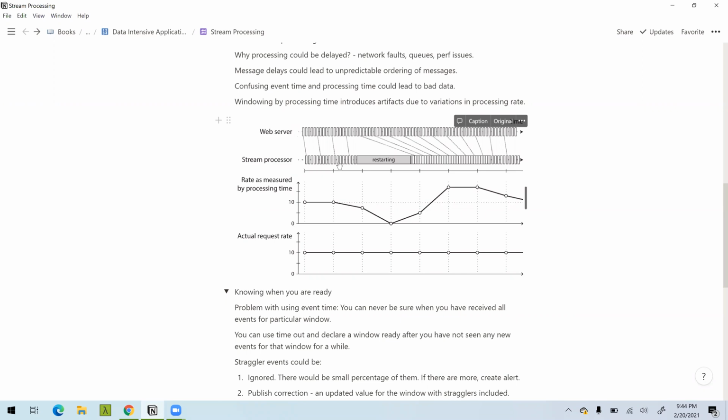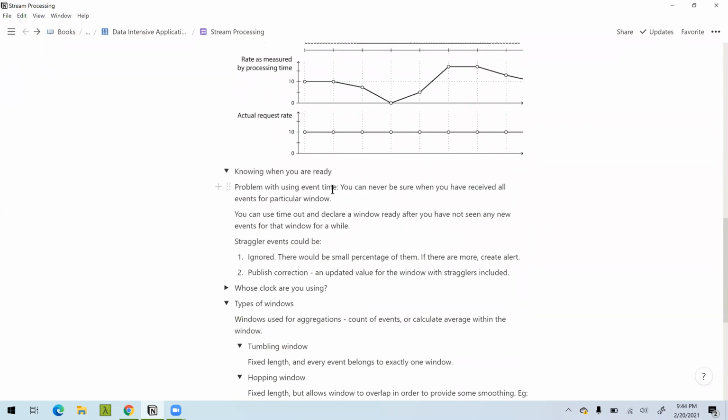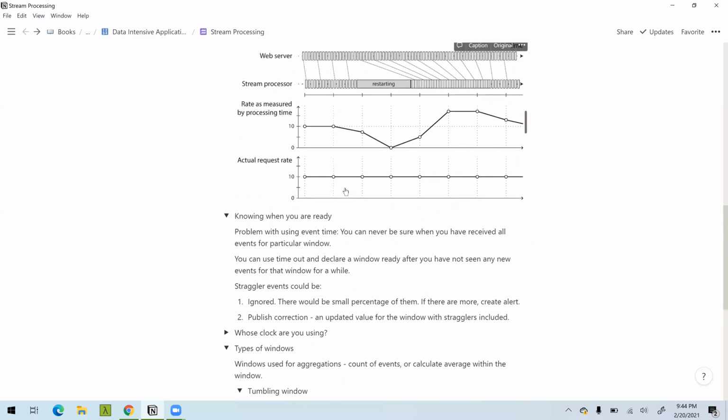Your stream processor is waiting for the events, right? You don't know, probably some events are lagging, they are stuck in a queue or something, and you have still not received those events, and maybe sometime later you will receive them, right? So the problem with using event time is you can never be sure when you have received all events for that particular window. So how will you deal with this problem?